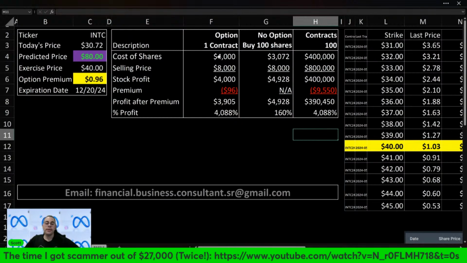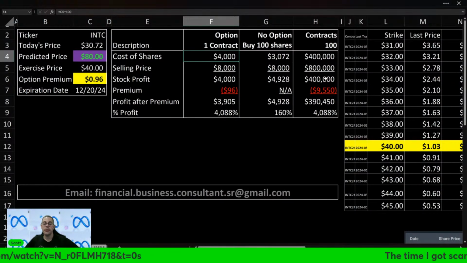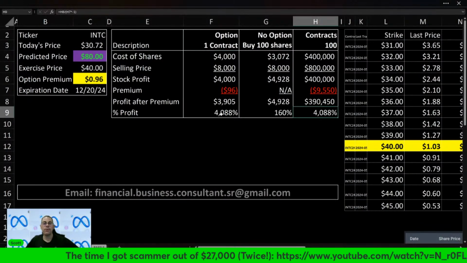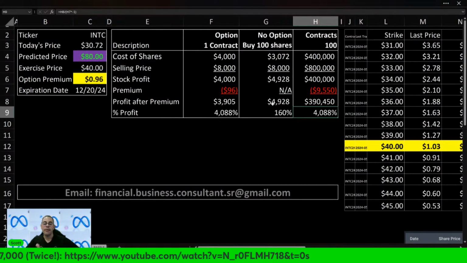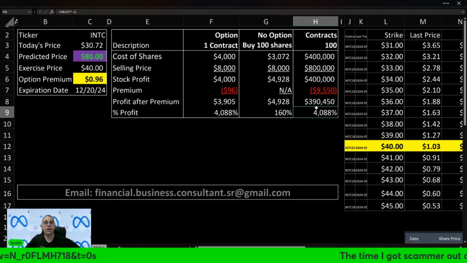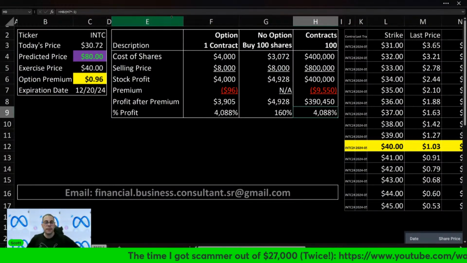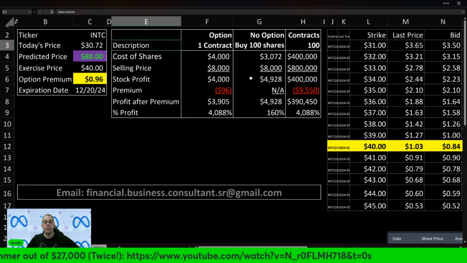So instead of 4,000, the cost to buy the shares is 400,000. You could sell it for 800,000. Look how much money you made. $400,000 from a $9,500 investment. Same return. You're still going to have a 4,000% return, a 40x return. But instead of making $5,000, you made $390,000. That's called leverage. That's how you lever up your investment and make really big money.